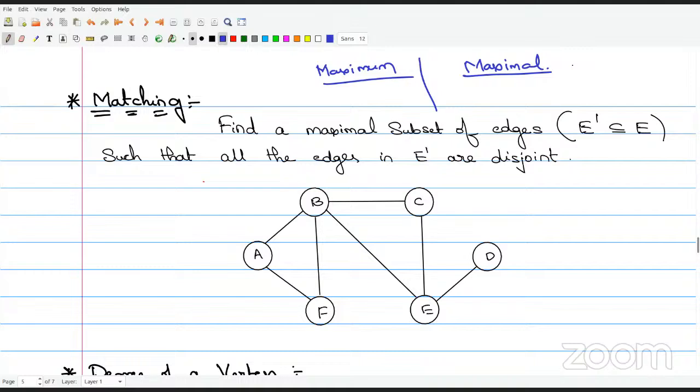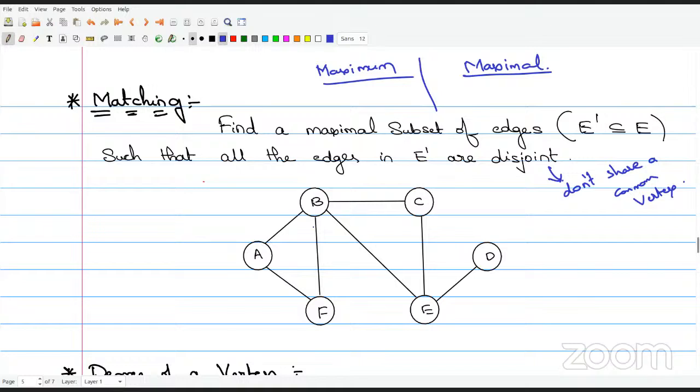So what this matching means is you have to find a subset. First of all, remove that maximal and maximum side. What we have to do is find a subset of edges now, not the vertices, such that, let us say E dash is the subset, all the edges in E dash are disjoint. Disjoint here means they don't share a common vertex. So let me write it. Disjoint means don't share a common vertex.